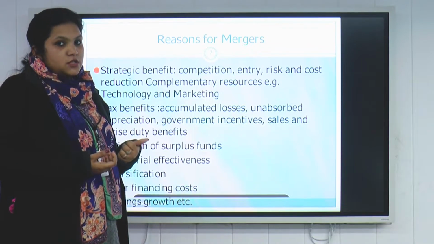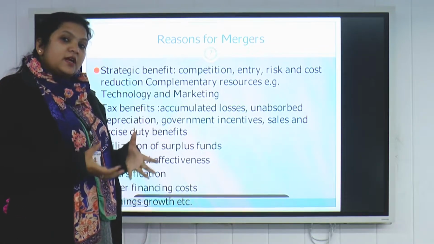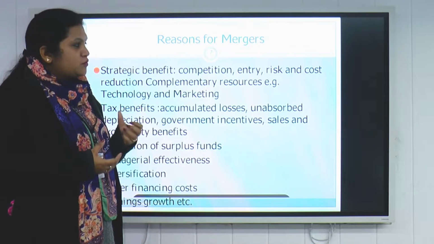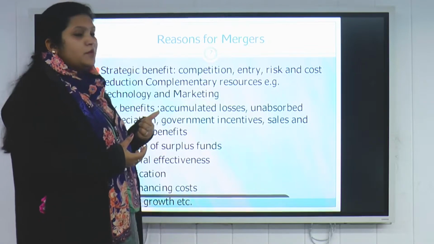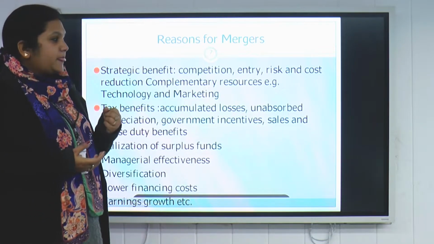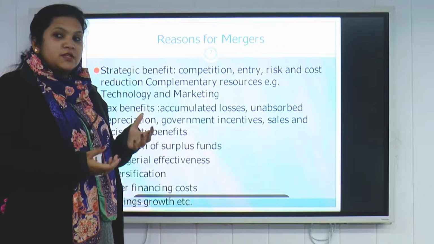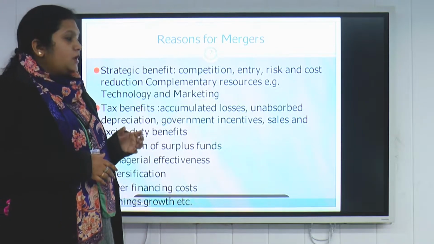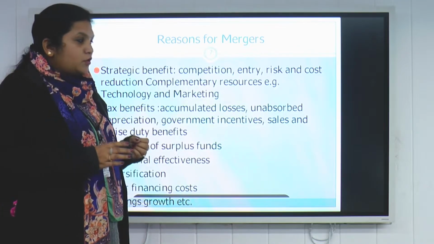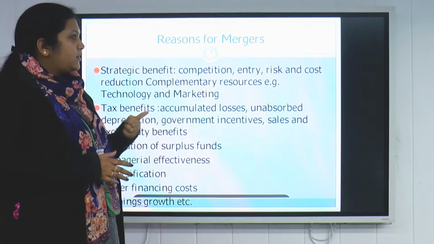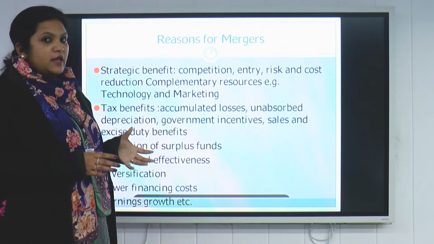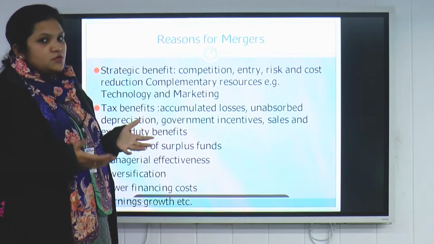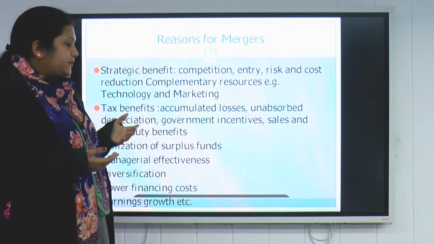Another is risk and cost. The risk and cost involved in setting up your own unit for a new product line is huge, while if you go for a merger, it is quite easy, and you get all the resources of the other company as well. You get all the customer base available, all the resources, all the employees available. That is why the strategic benefit lies there. Then there are complementary resources. All the resources are also available to you, just like I said.